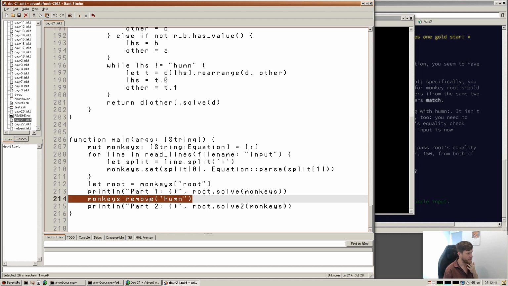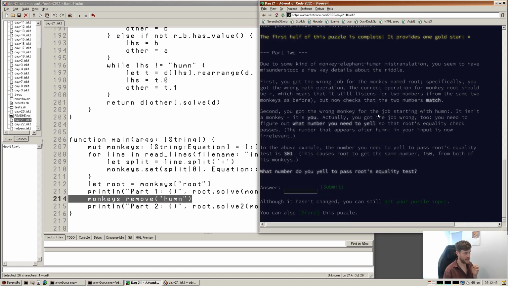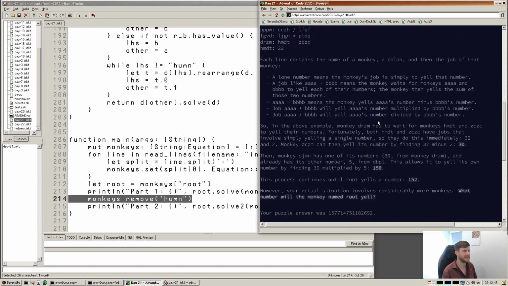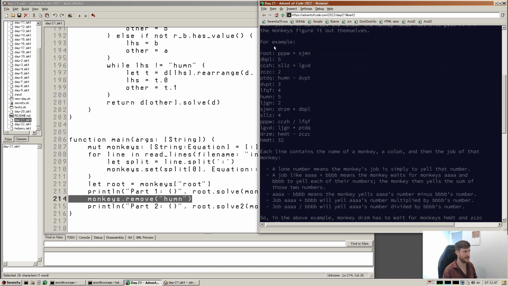But in part 2, we actually remove the human. So basically the gist of it is we had a bunch of equations, and what has been worked out is this HUMN is actually us, human. And the root isn't actually saying this is an equation, it's saying this side equals that side.